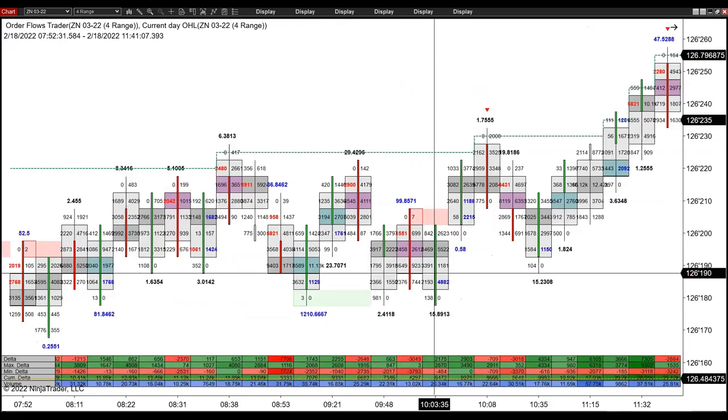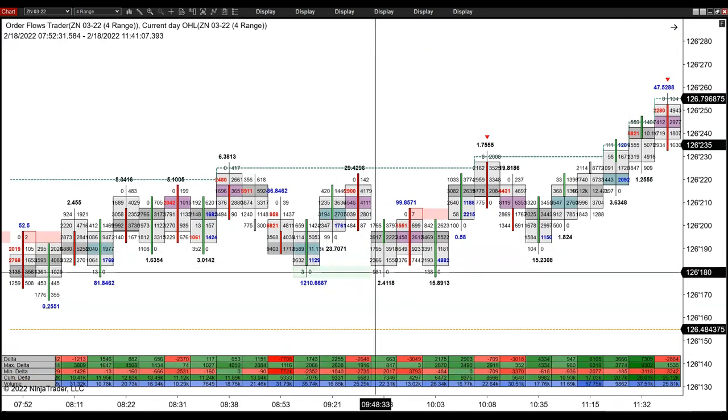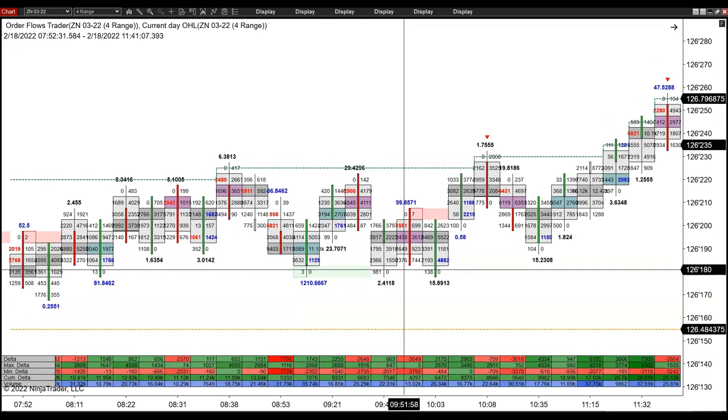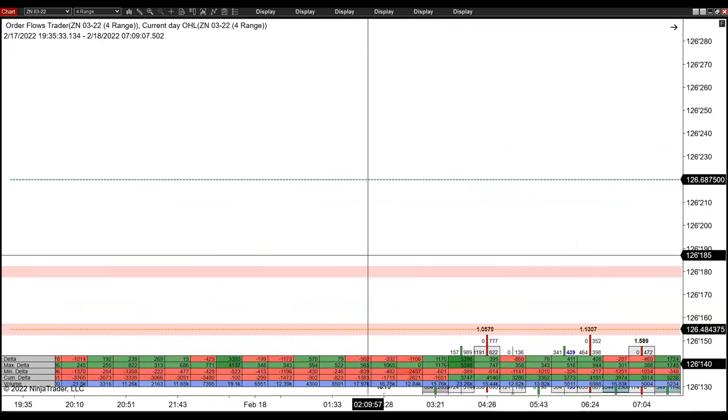But you can see these areas, right? Look at that. The three came right to it. You could just put a bid in here. Hopefully you could get filled, right? And you can see how these areas just come right back, right?